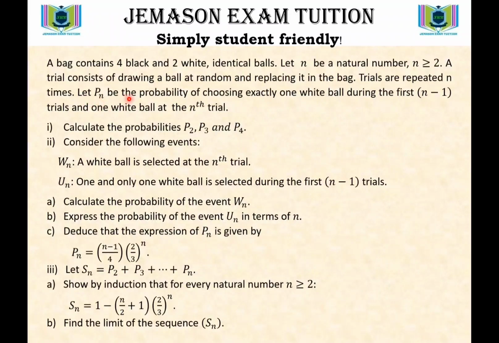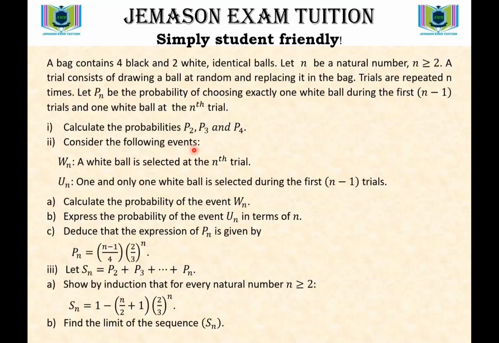Let Pn be the probability of choosing exactly one white ball during the first n-1 trials and one white ball at the nth trial. 1. Calculate the probabilities P2, P3, and P4.